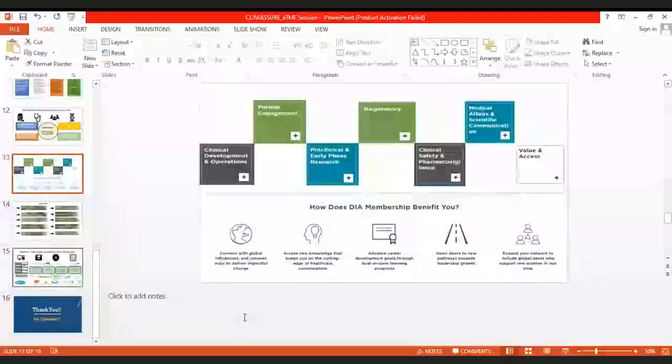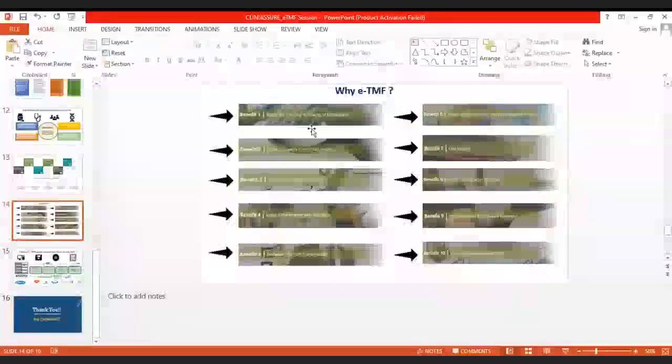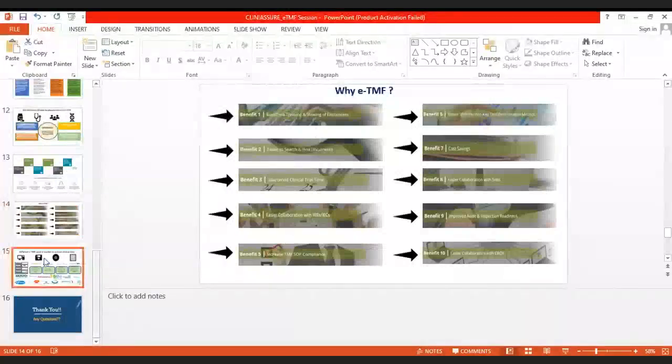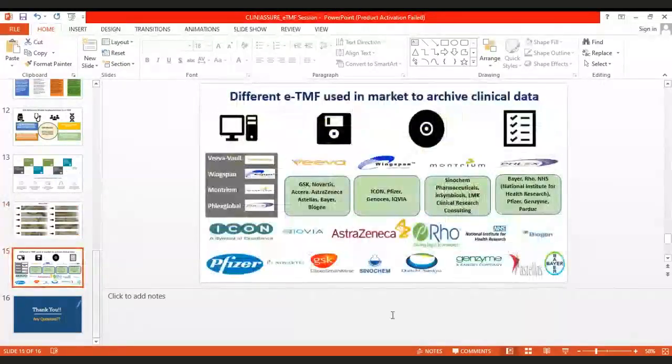So these are the important things you have read: the benefits, the real-time tracking and all, as I have told you, the definition and scenario-based example. The last one, as per the agenda, is the TMF tools.